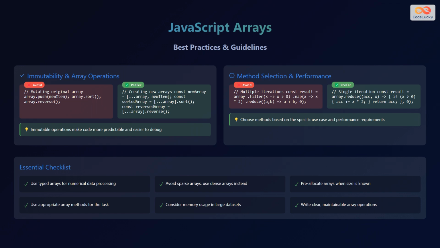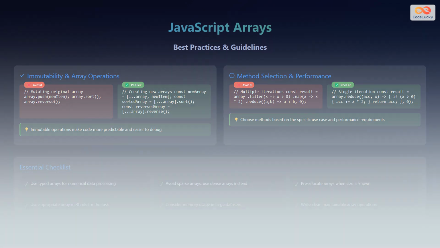Here's a quick checklist of best practices. Use typed arrays for numerical data processing, avoid sparse arrays, and use dense arrays instead. Pre-allocate arrays when you know the size, use appropriate methods for your tasks, consider memory usage when working with large datasets, and write clear, maintainable array operations.